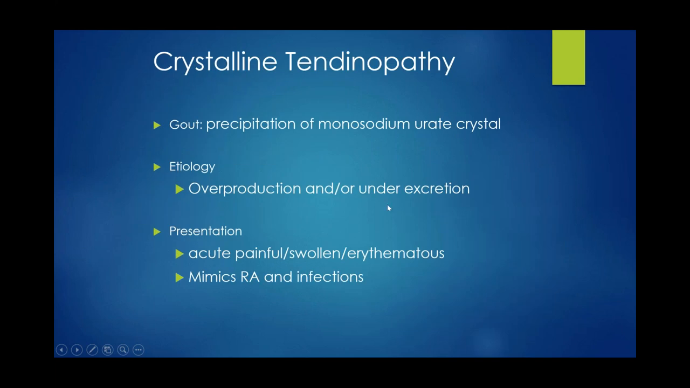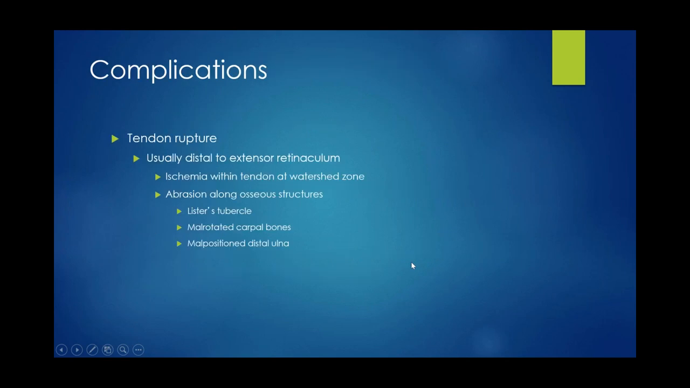More commonly, you'll see crystalline tendinopathies. So this is gout, pseudogout, or calcific tendinitis. Again, gout is monosodium urate crystals because of an overproduction or undersecretion of the urate crystal. It leads to an acutely painful, swollen, potentially red joint or region.